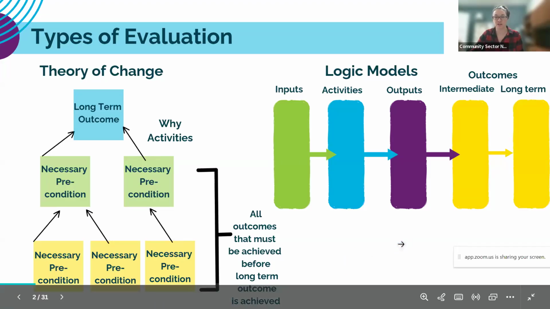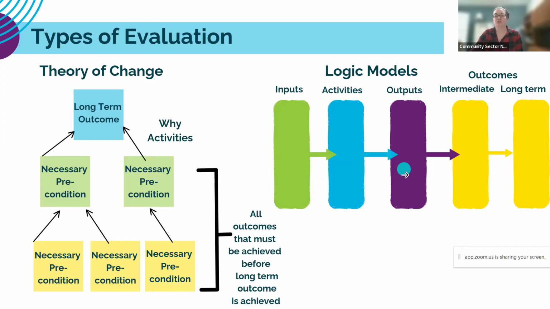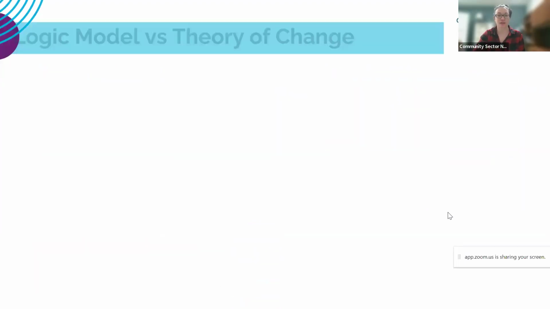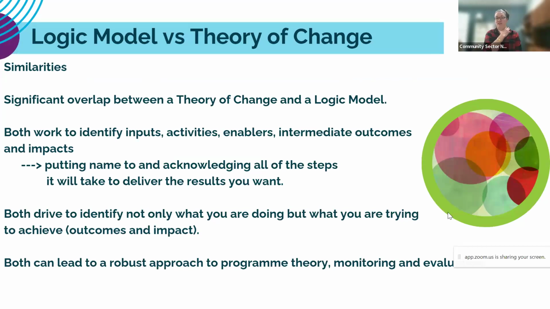A logic model has a similar format, but rather than starting with the outcome and working backwards, we start with the inputs, which lead to activities that we do, which will generate outputs and then outcomes. So it's identifying our program components, and then those lead to outcomes. So it's a forward looking evaluation model rather than a backwards looking evaluation model. So there is significant overlap between theory of change and a logic model.